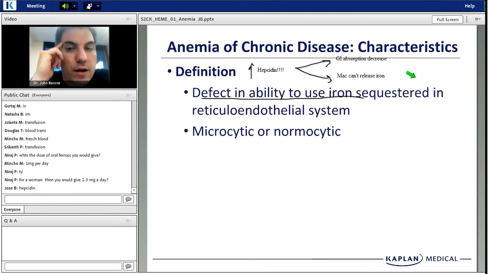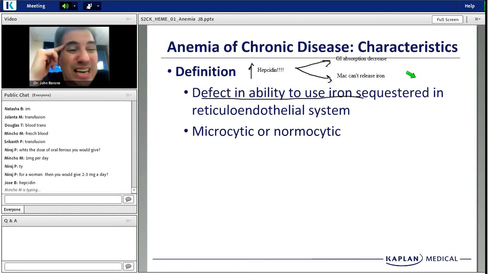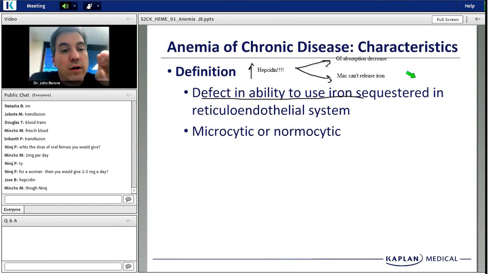So let me repeat. Do I have iron? Yeah. I just can't use it. I can't release it. So we call this an iron reutilization problem. They got the iron, they just can't use it, they can't release it. So look, if I can't release the iron into the blood, then my marrow won't get any iron and I can't make a cell. I'm going to get anemia because I'm not releasing it.